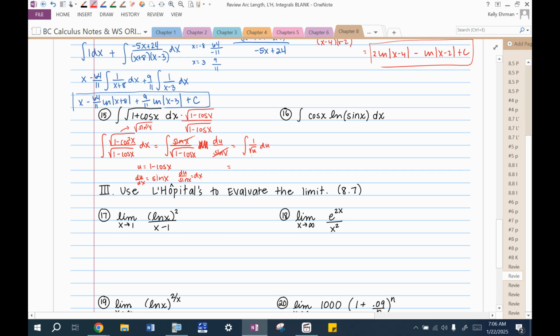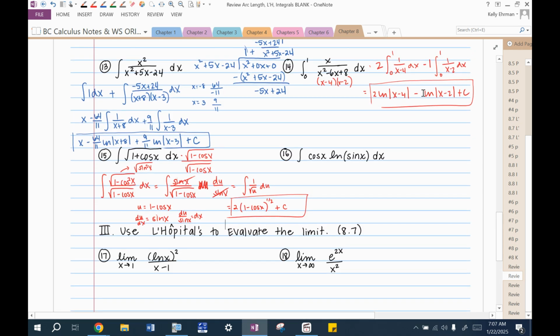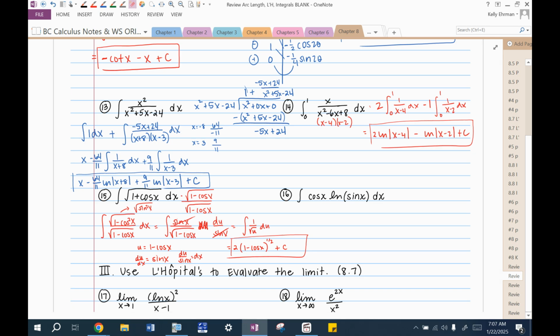This is the exponent rule here. So this is u to the negative 1/2. We add 1 to that, we get u to the 1/2. So 1 minus cosine x to the 1/2 divided by 1/2, or times 2, plus c. Oh, I just realized I forgot to evaluate back here. Whoops. Back here, there's no plus c.